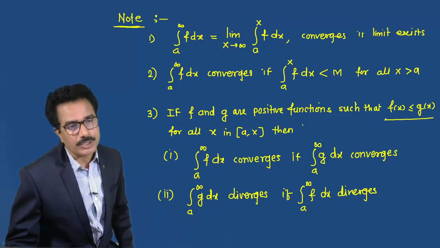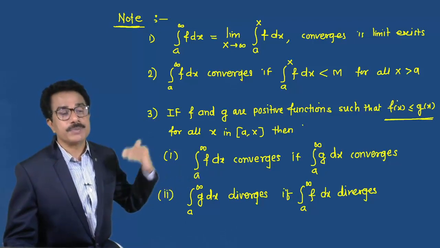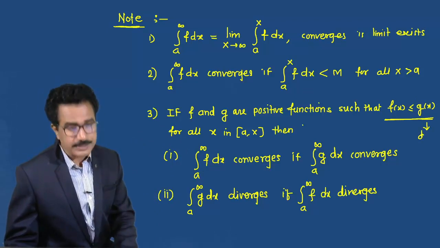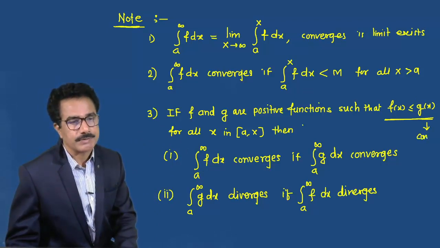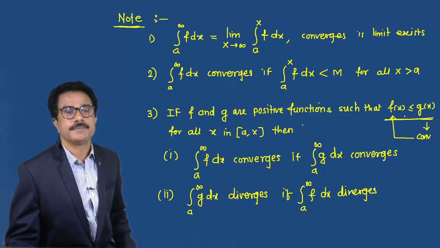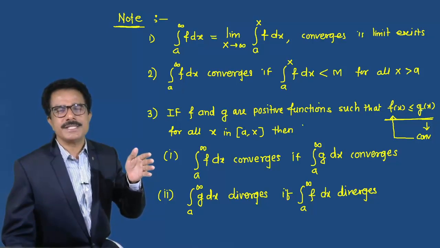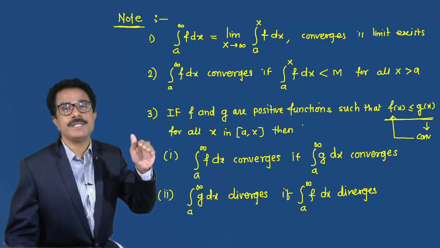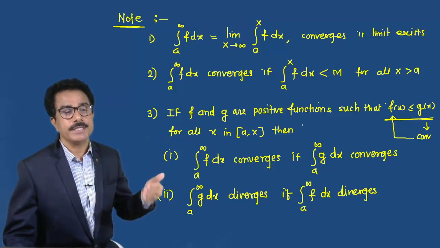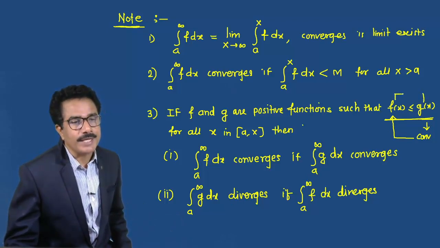This is a very important note. Here f of x is less than or equal to g of x. This means that if g of x converges, then we can say that f of x also converges, because convergent means it has a real value, and divergent means it has an infinite value, that is, it tends to infinity. Second part: g dx diverges if f dx diverges.